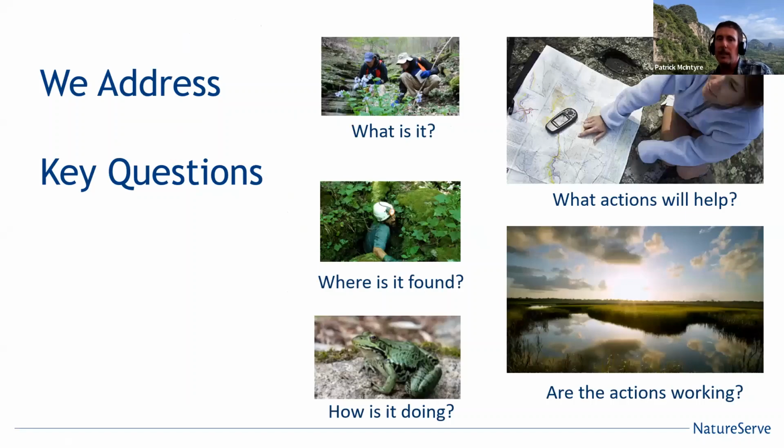So what does the NatureServe Network do? We really try to address the fundamental questions in conservation. What is it? Where is it found? How is it doing? So we document primarily rare and at-risk taxa, from plants and animals. And then we try to use that data to assess: are conservation actions helping, what conservation actions really do help, and what do we need to do to have more effective conservation.